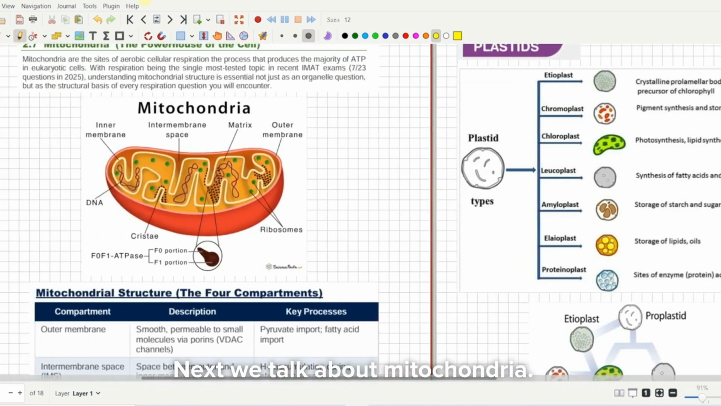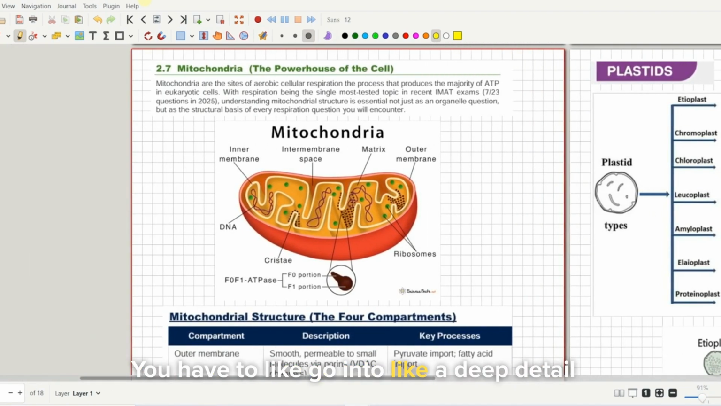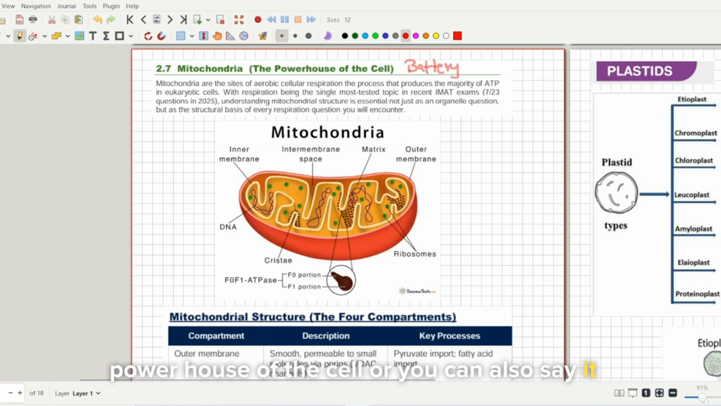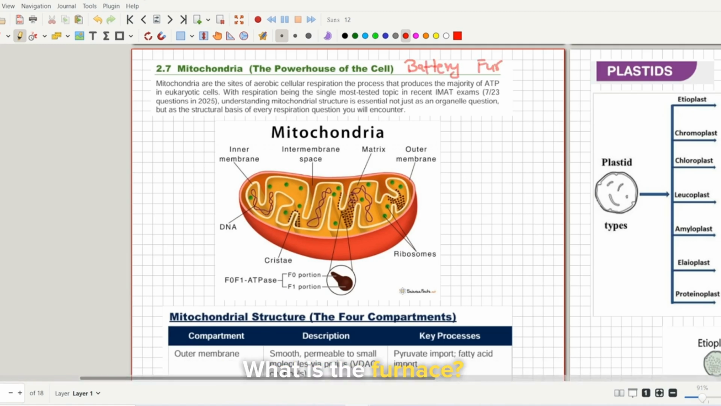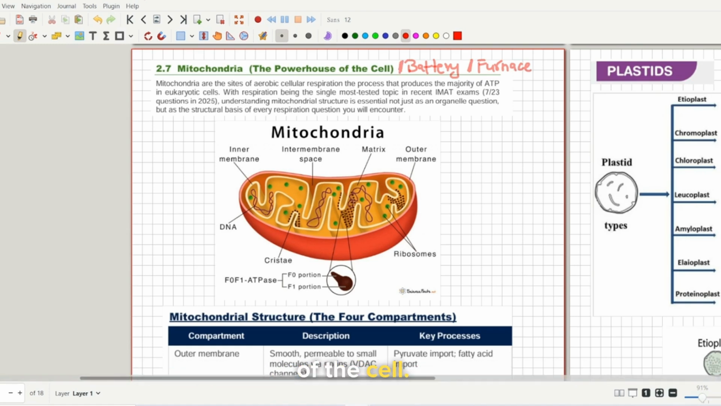Next we talk about mitochondria. Mitochondria is a really important topic. You have to go into deep detail, because mitochondria is the powerhouse of the cell. You can also say it is the battery or the furnace of the cell. These are all the names for mitochondria. Why it is the furnace, you will know after we study all these functions. So it is the powerhouse, battery, or the furnace of the cell.